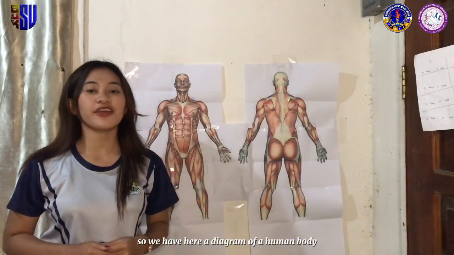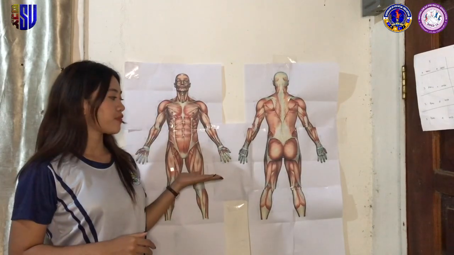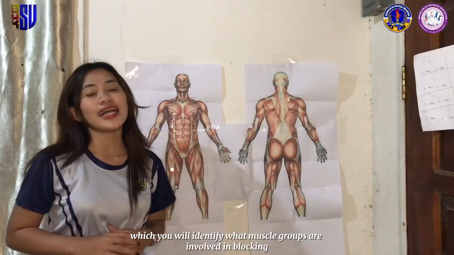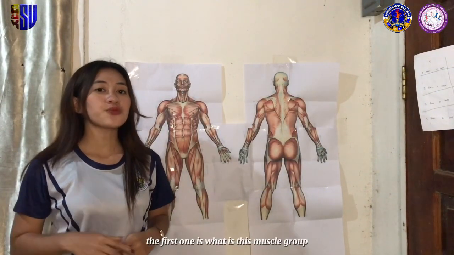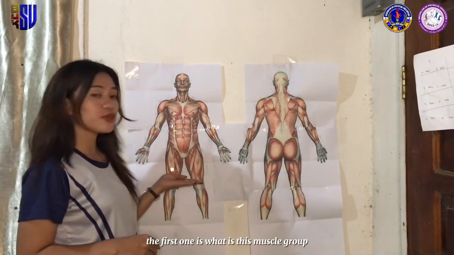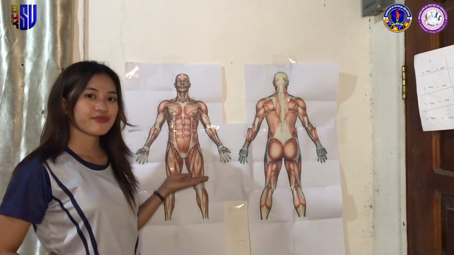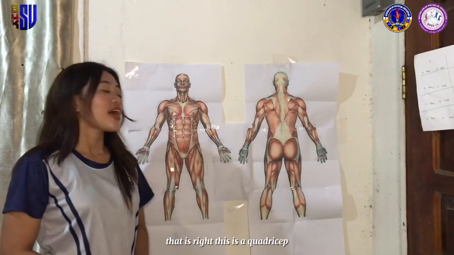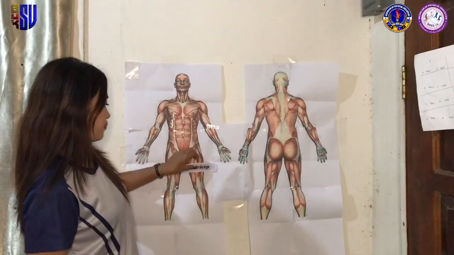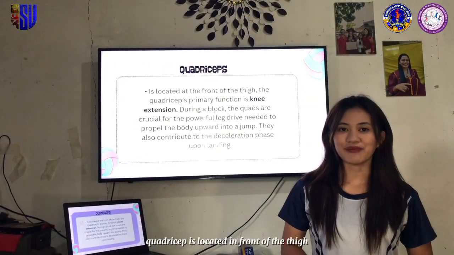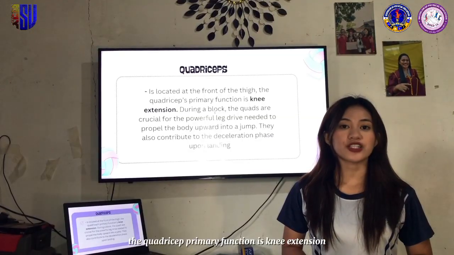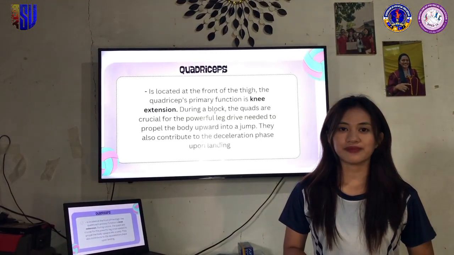So, we have here a diagram of a human body, where you will identify what muscle groups are involved in blocking. The first one is, what is this muscle group? That is right. This is a quadricep. Quadricep is located in front of the thigh. The quadricep's primary function is knee extension.